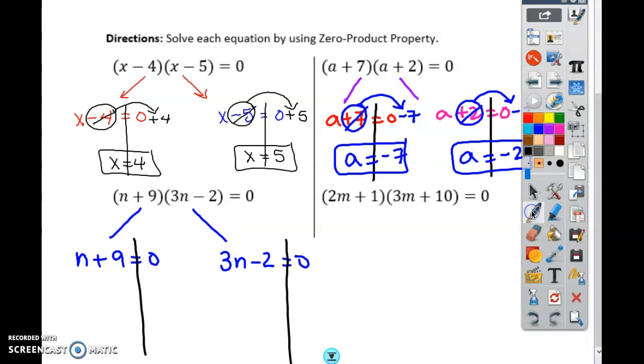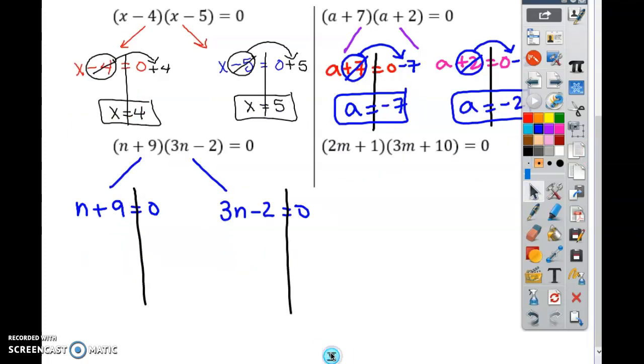Okay, so you should have done this already. I'm going to change colors. When I move the 9 over, what does it become?